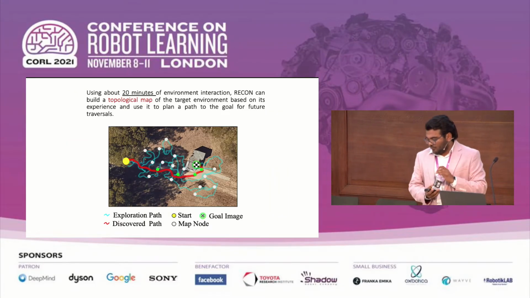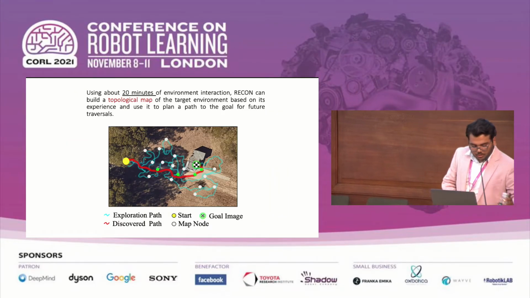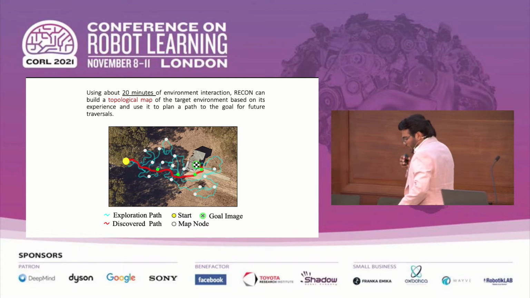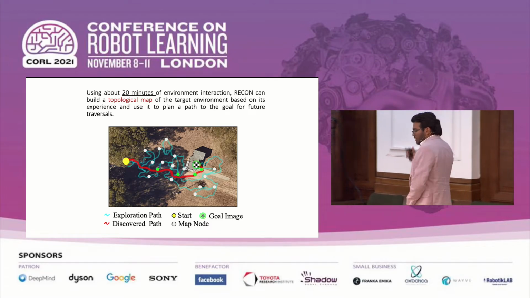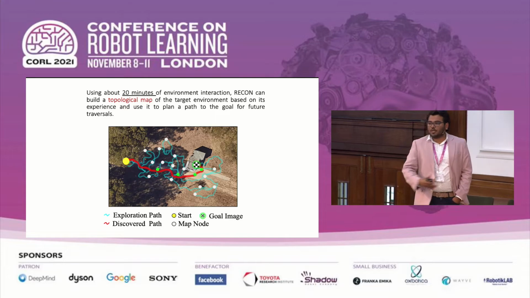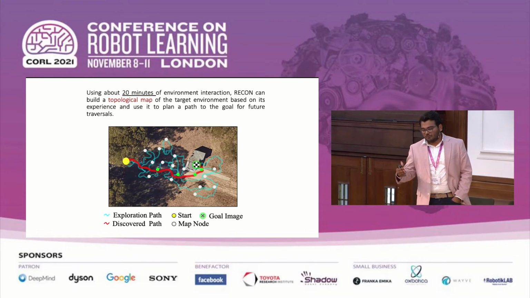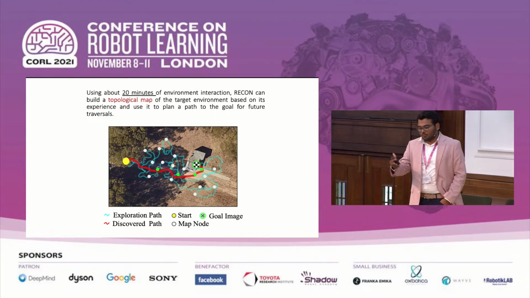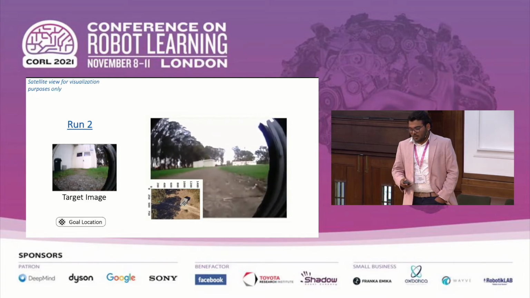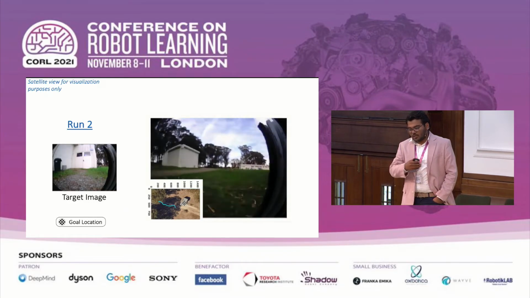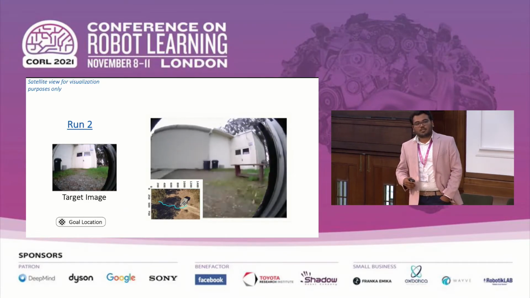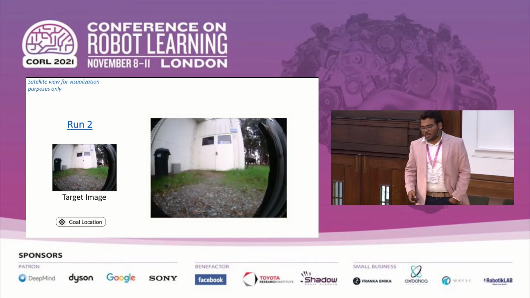Using about 20 minutes of environment interaction, Recon can build a topological map, which is shown by the white nodes here, and the path in cyan is the path it took during exploration. Eventually, it can plan through this map and find a more direct path to the goal, for example, the one shown in red. And here you can see the recovered path, and it takes about 10 or 15 seconds in the end to go right straight to it.